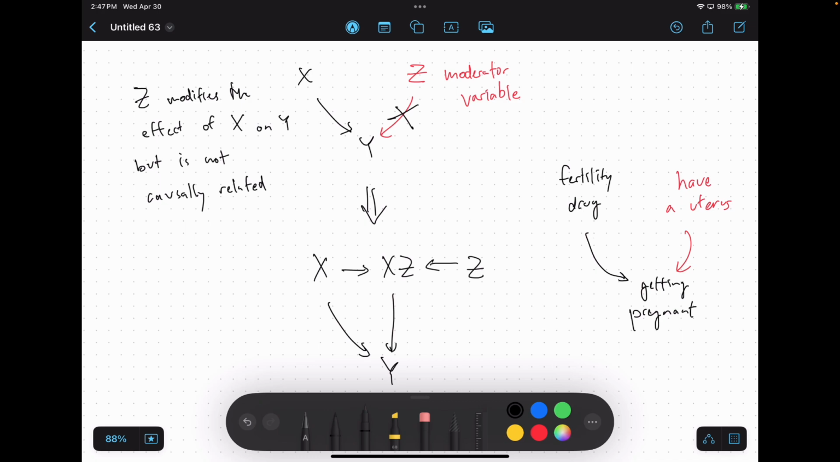Wait, but I thought you said X and Z don't go to Y. Only X goes to Y. Z has to go to X. And X goes to Z. Then X can go to Y. Like this, you mean? Yeah. So, yeah, you should be kind of drawing it like this.